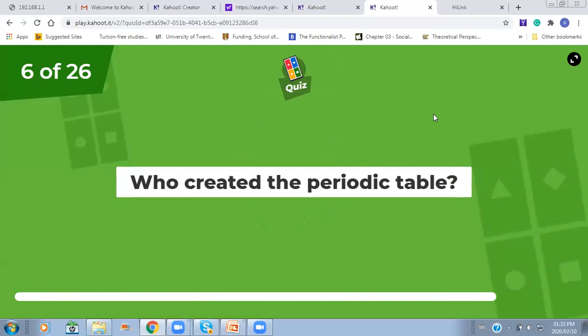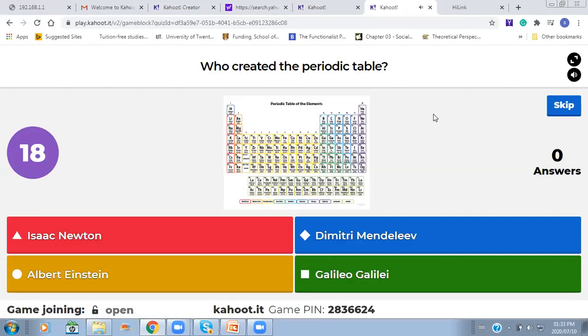Yes. Who created the periodic table? Let's get going. Is it Isaac Newton, Albert Einstein, Dmitri Mendeleev, or Galileo Galilei? Let's see who got the answer and who got it first.